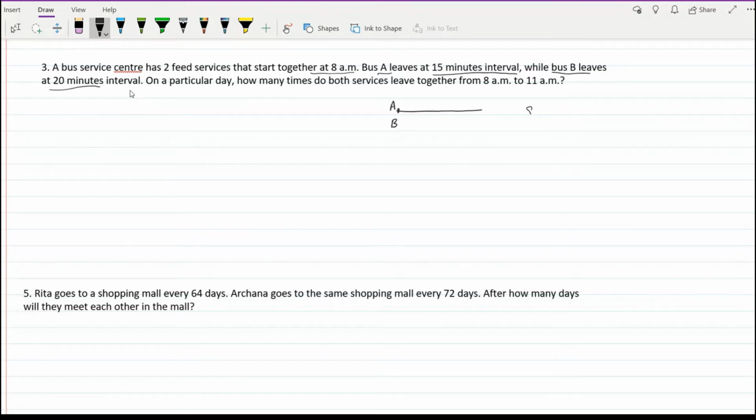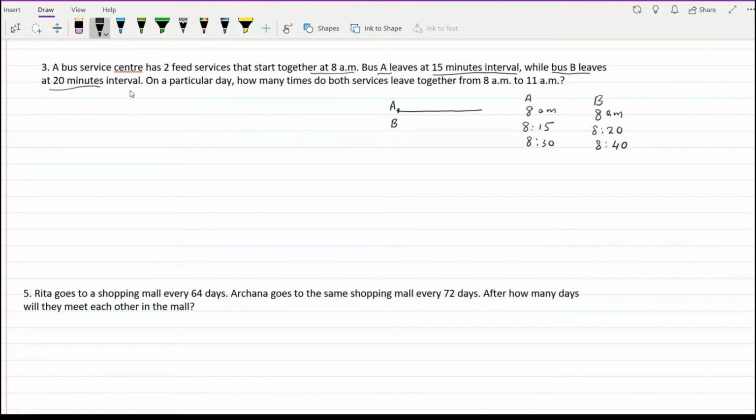Suppose the first bus A leaves at 8 am, the time given. The second trip is at 8:15 am, a 15 minutes interval. The next trip is 8:30 am, and it will go like that. Now bus B: both buses start at 8 am, as given in the question, but the time interval of B is 20 minutes, so 8:20 am, and next will be 8:40 am.